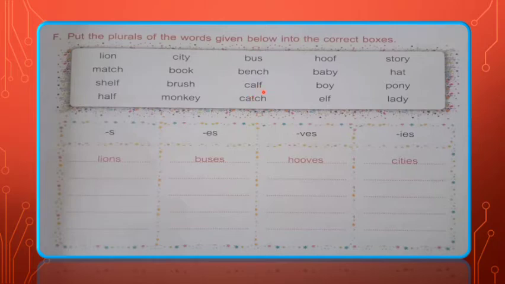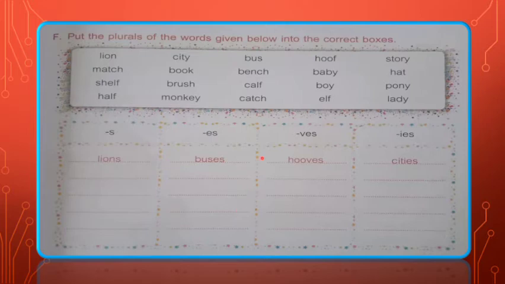Next children, calf. Calf ends with F. So what will we do? We will remove F, and after that, we will add V-E-S, isn't it? So here we will write C-A-L-V-E-S, calves. Okay, got it? Next, catch. Catch ends with C-H. So children, what will we add? We will add E-S. So we will write here C-A-T-C-H-E-S, catches. Okay, children. Got it?